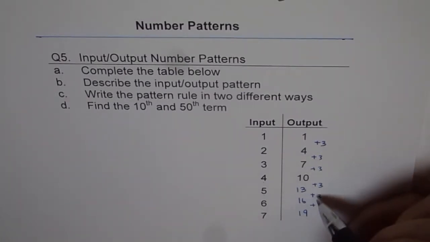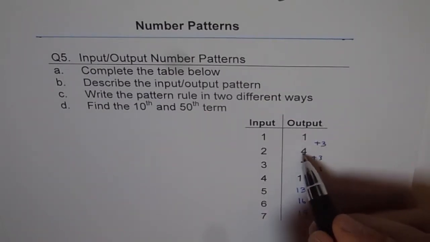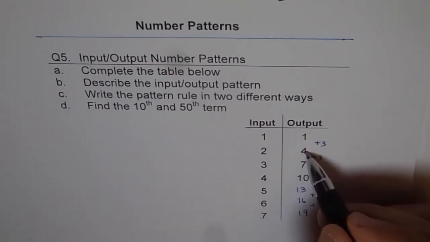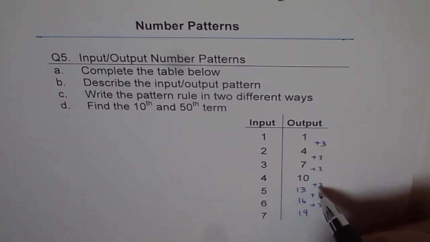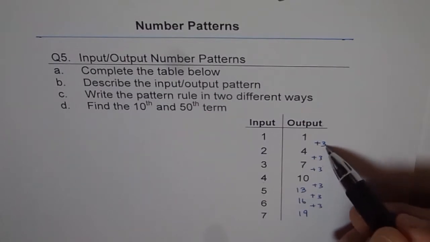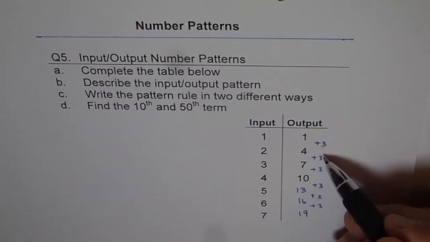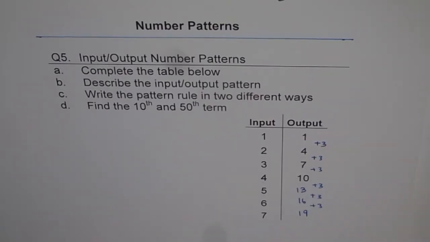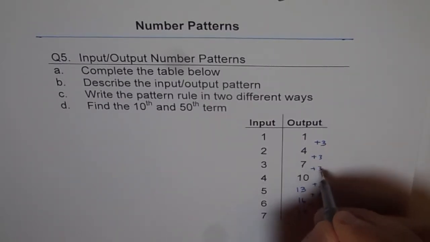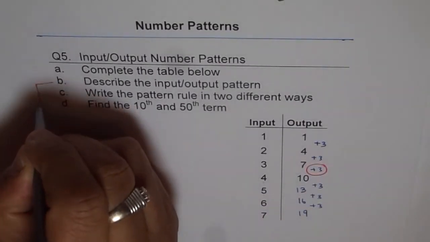How did I find this 3? I found it by doing 4 minus 1, right? So if I do 4 minus 1, I get 3. 7 minus 4 is 3. 10 minus 7 is 3. So 3 is the difference between the next term and the previous term. So that is how I get my number 3. But this 3 is magical. It has magic in it. So what is the magic power of 3? I will show you just now by describing the pattern rule.